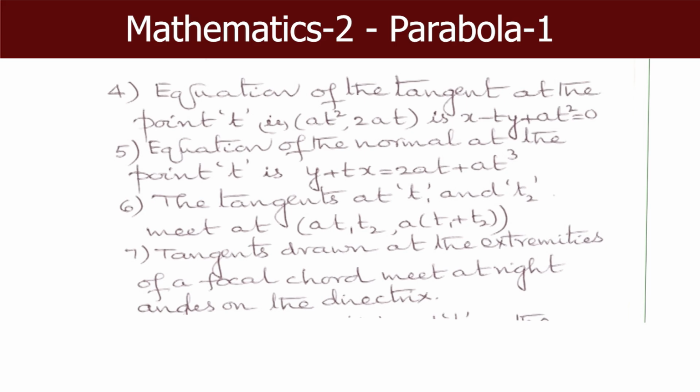7. Tangents drawn at the extremities of the focal chord of a parabola always meet at right angles on the directrix. The tangents are drawn at the extremities of any focal chord. The focal chord is a chord passing through the focus.